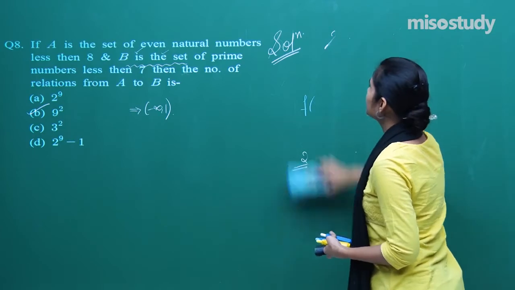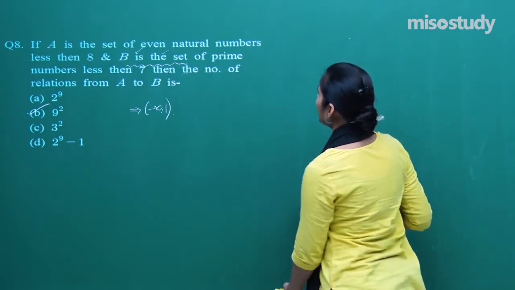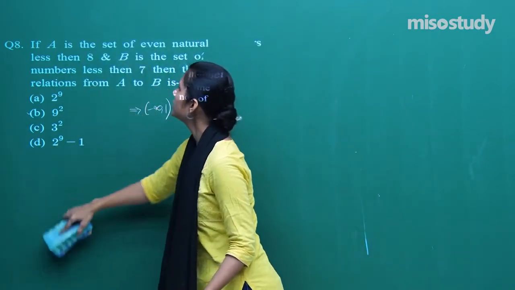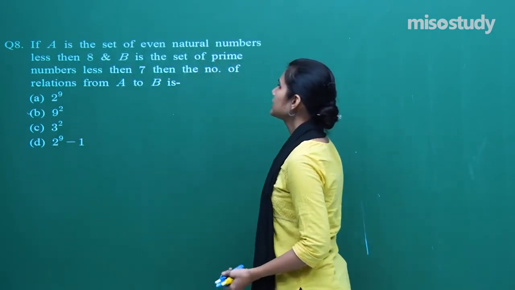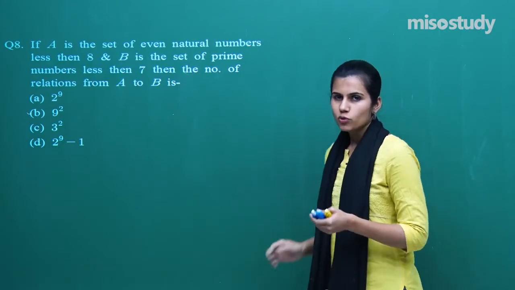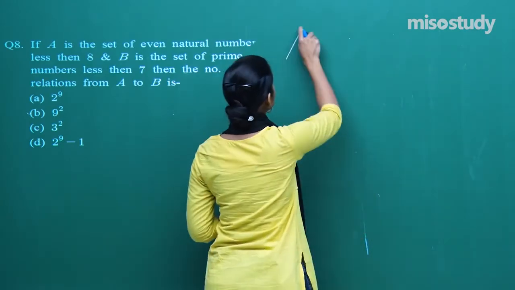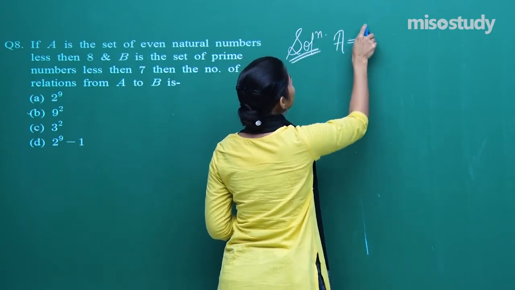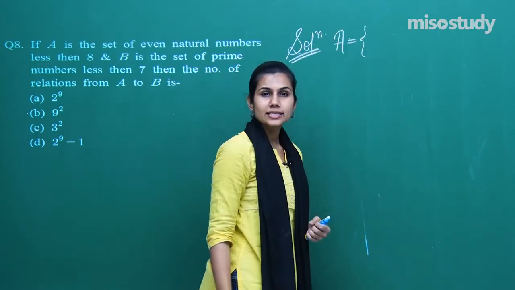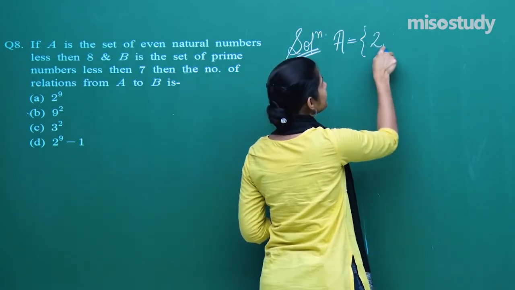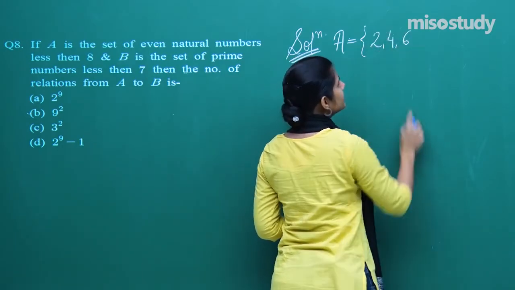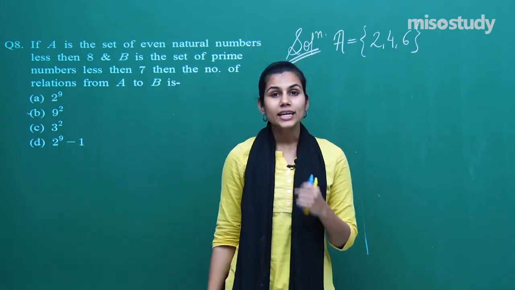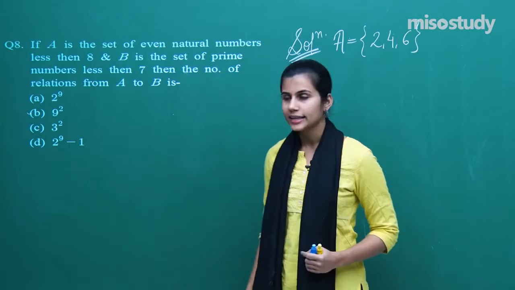Question number 8 says that A is the set of those even natural numbers which are less than 8. So what does A become? By just this statement, A becomes all those even natural numbers which are less than 8. That means 2 comes inside it, 4 comes inside it, 6 comes inside it, and that's it. Because these are the only even natural numbers which are less than 8.